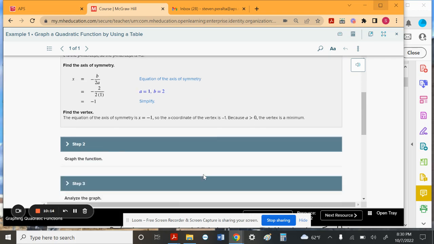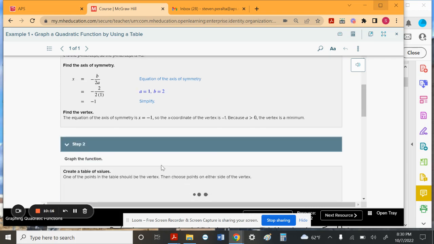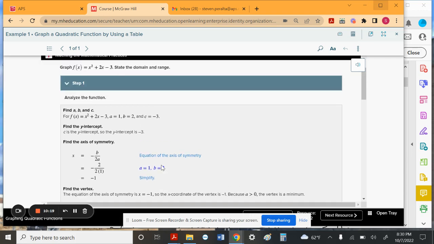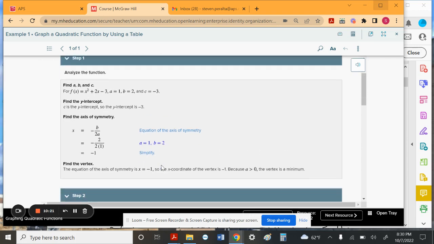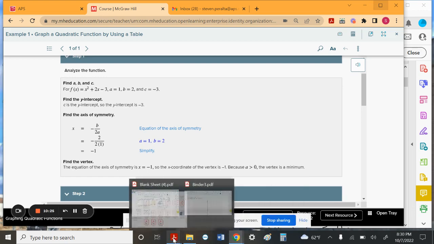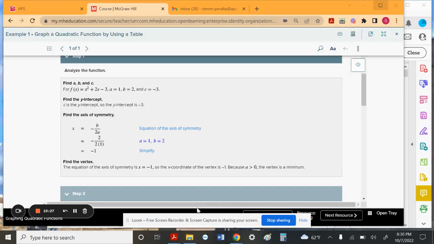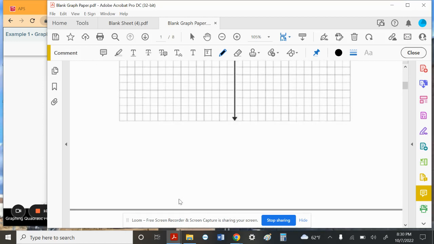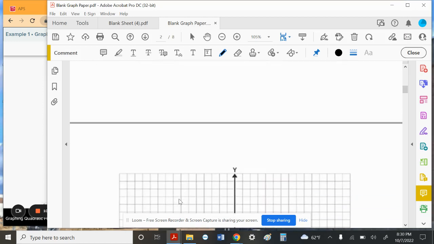Okay, step number 2, we're going to graph the function. So here we have the x squared plus 2x minus 3. So if we go over to the graph paper, sorry I set it up for a different one, x squared plus 2x minus 3, and that equals y or f of x, it doesn't matter. We know that x is equal to -1 is my axis of symmetry.